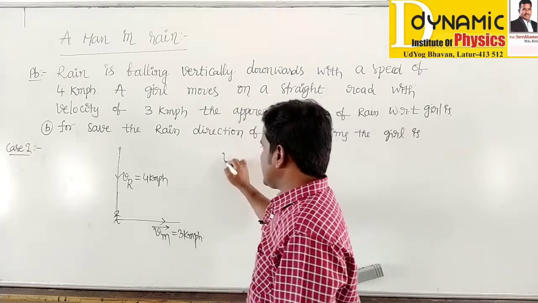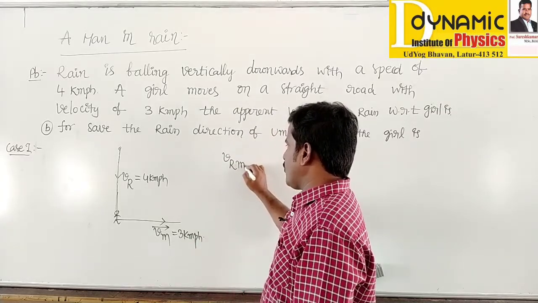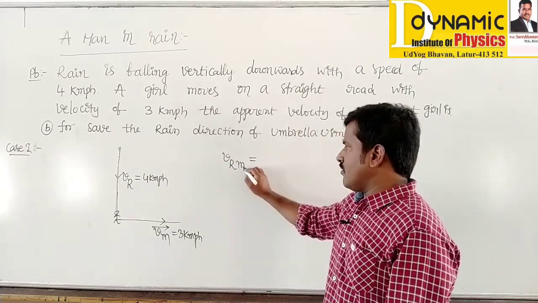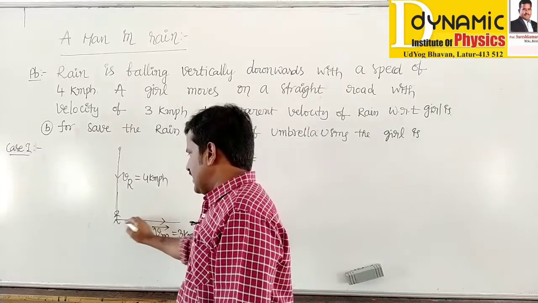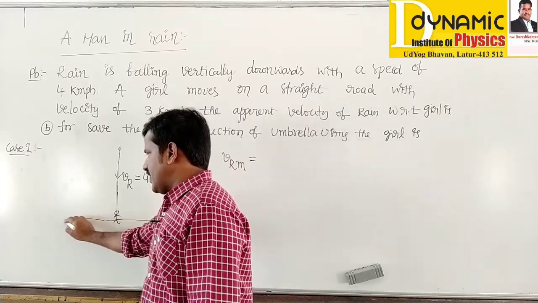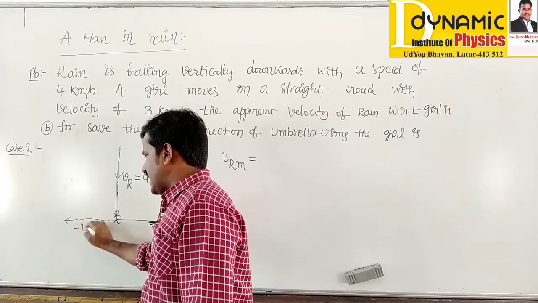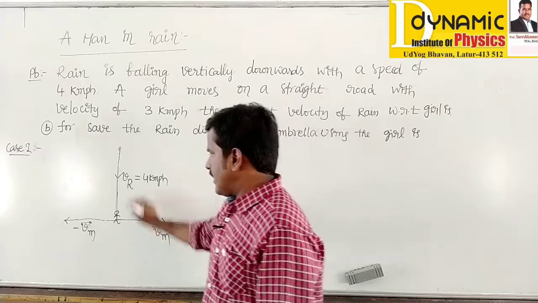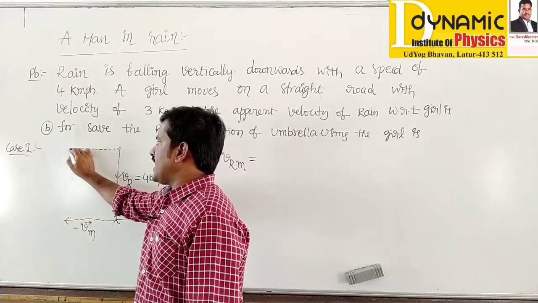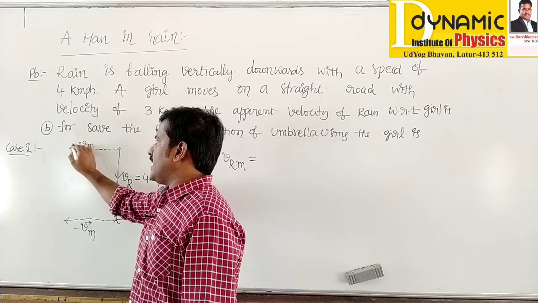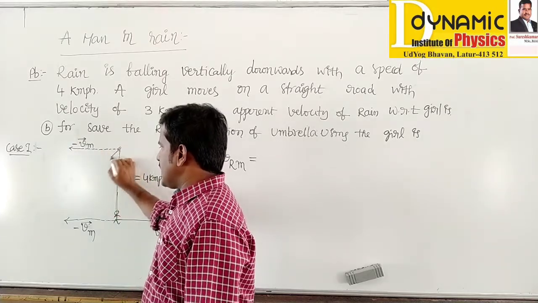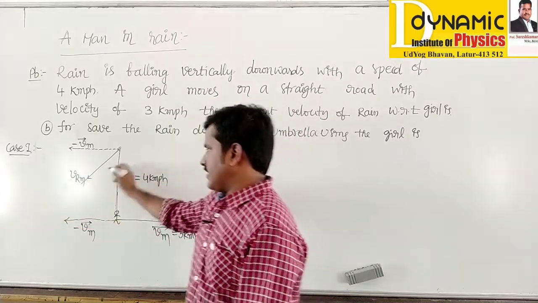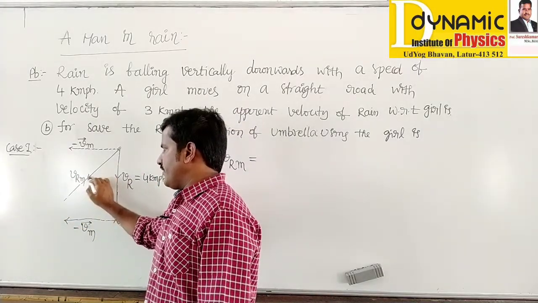What is the velocity of rain with respect to the girl? Velocity of rain with respect to girl. This is V girl, but this is relative. Relative means opposite, minus Vm. The angle between this minus Vm and the rain is the relative velocity of rain with respect to man, that is, the girl.